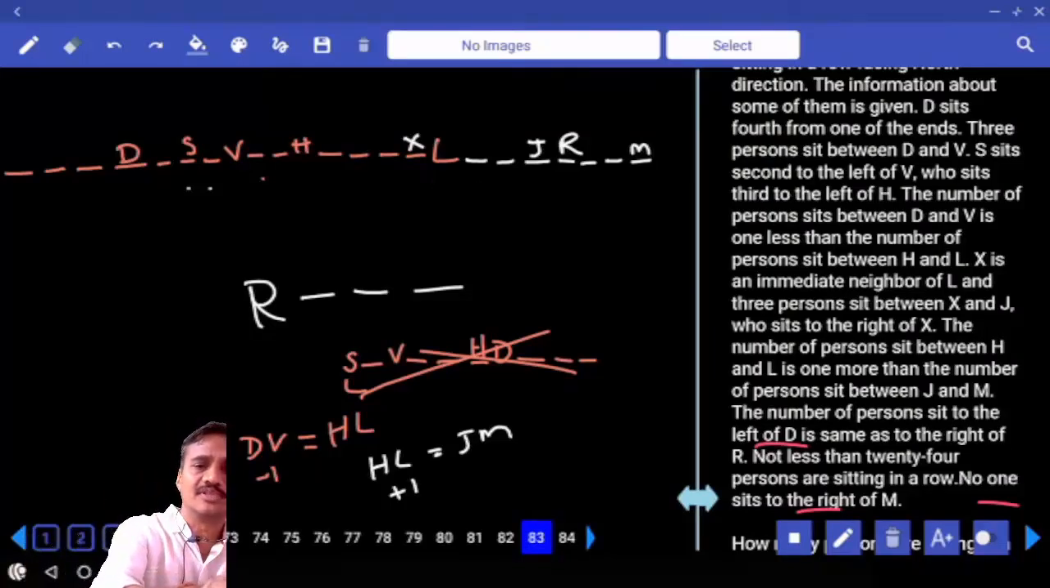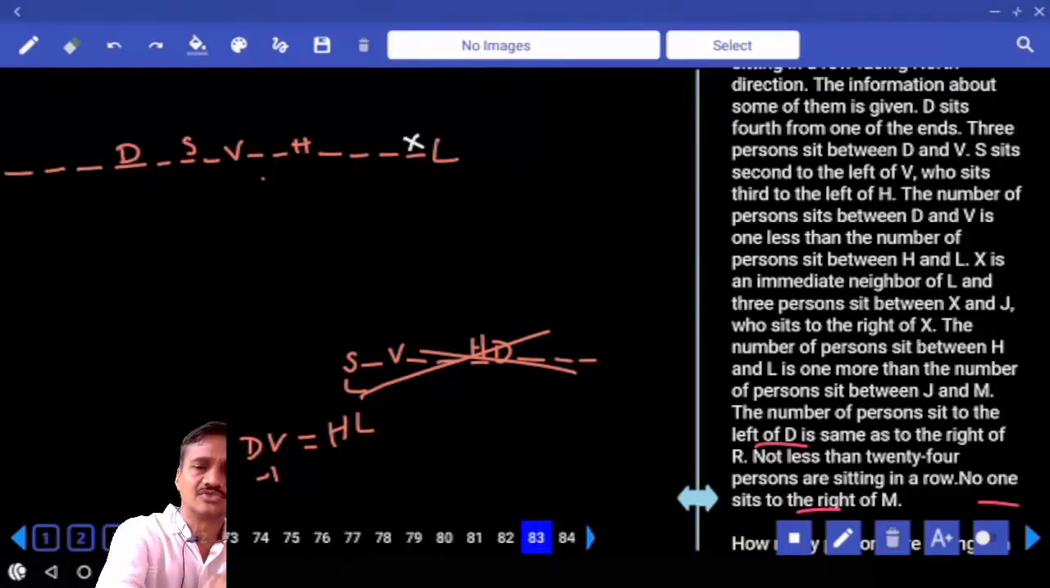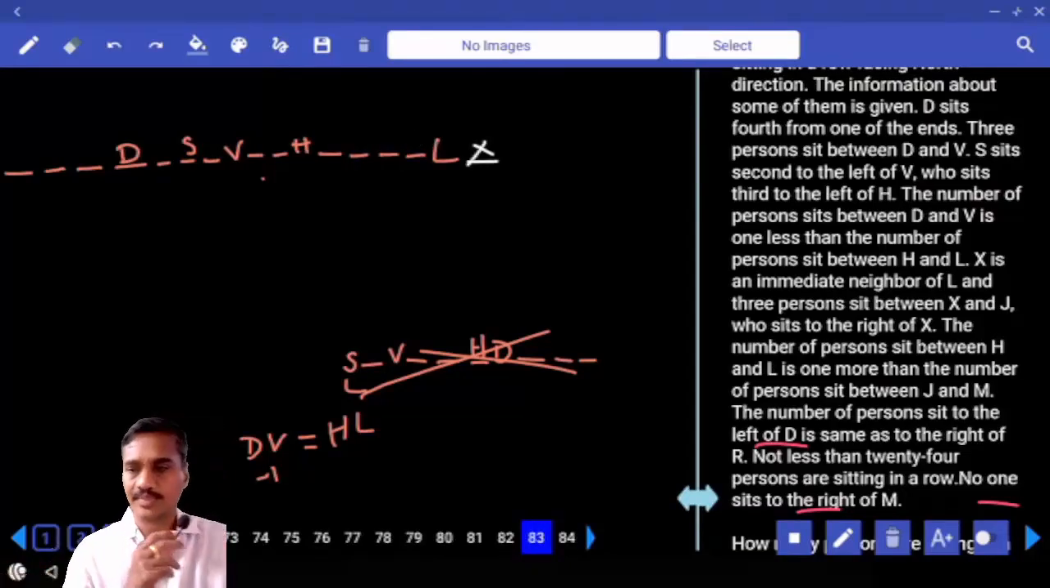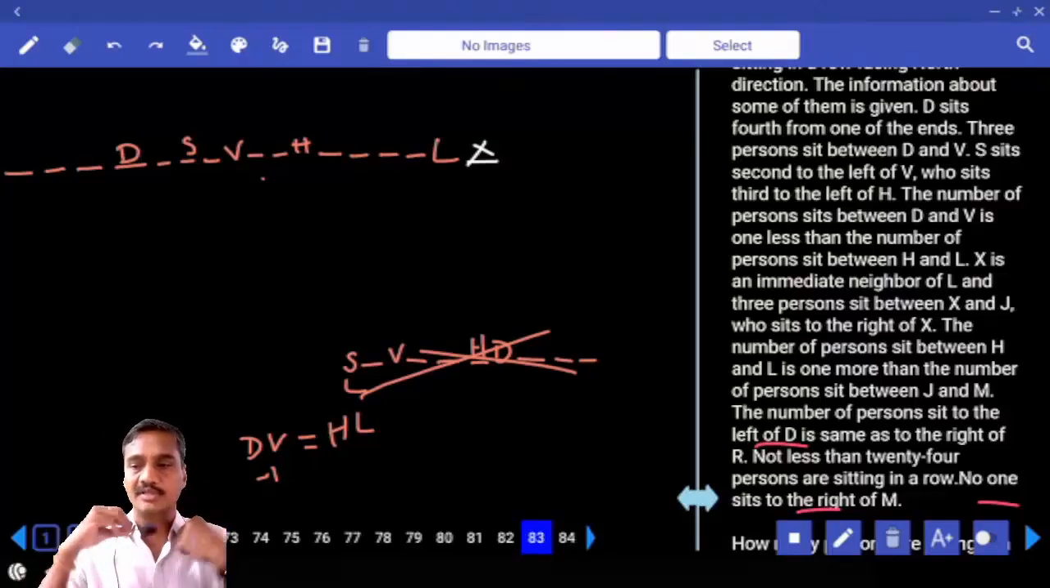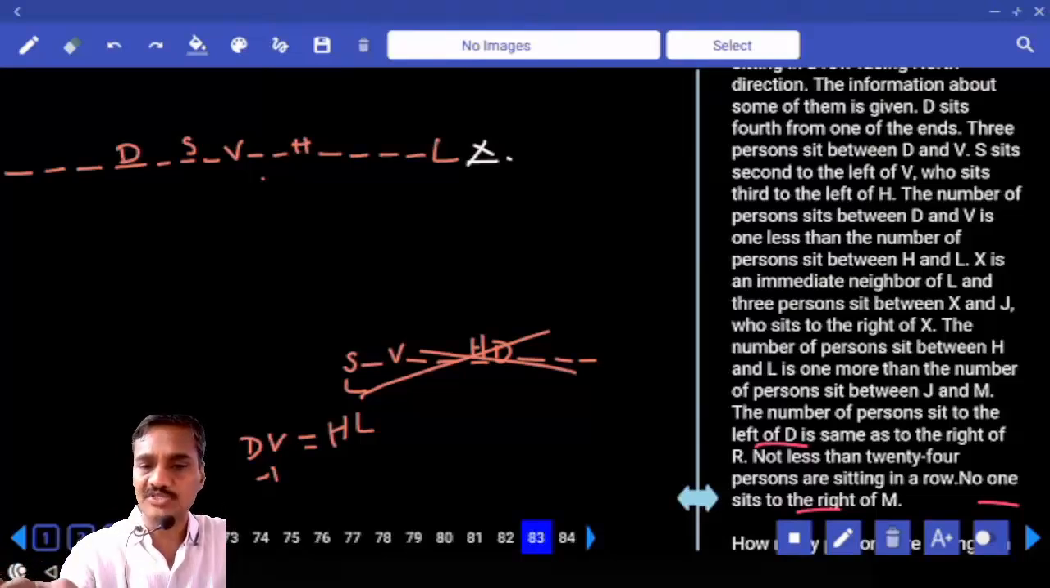Let us start again from X. Hence X is to the right hand side of L rather than to the left hand side. X is where? X is to the right hand side. Now L and X are adjacent to each other. X is an immediate neighbor of L and 3 persons between X and J. J is to the right of X. 3 persons between X and J.